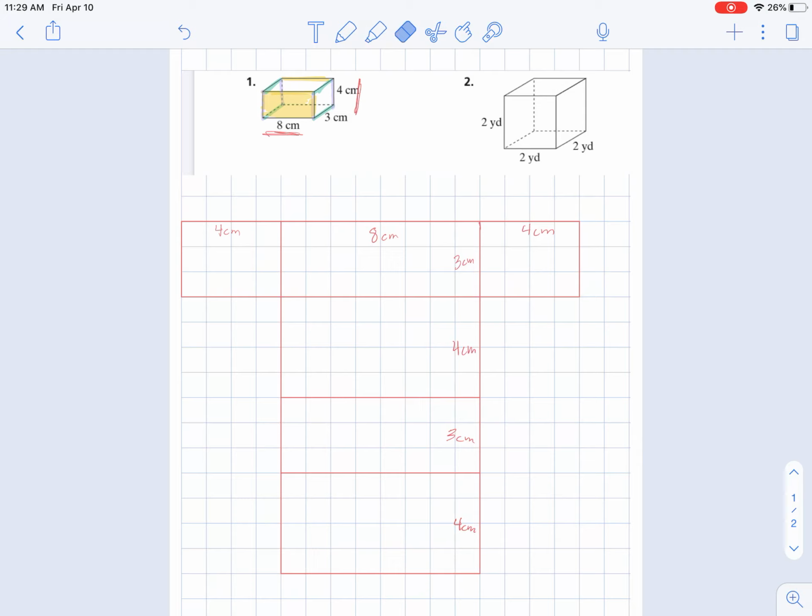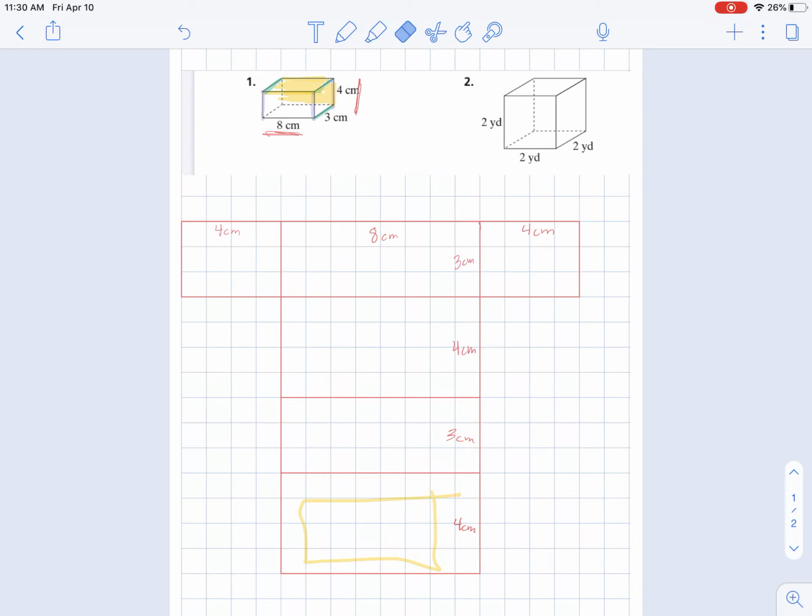And then we would move on to the top. So the top is going to be this one right here, which is 8 by 3 centimeters. 8 by 3 is our next one here. The next one, and then the back side. The back side, that back wall is 8 by 4, and that's what we have down here.